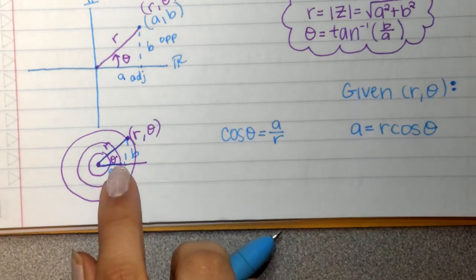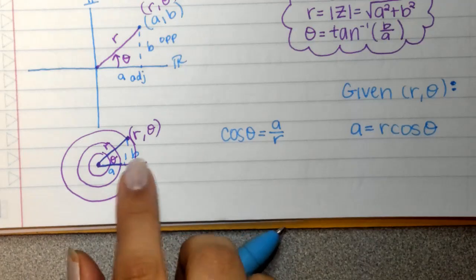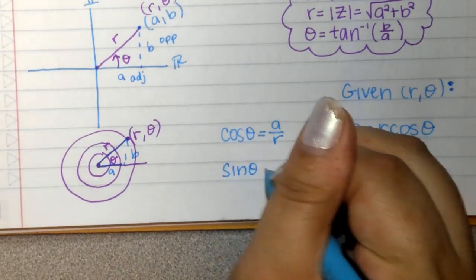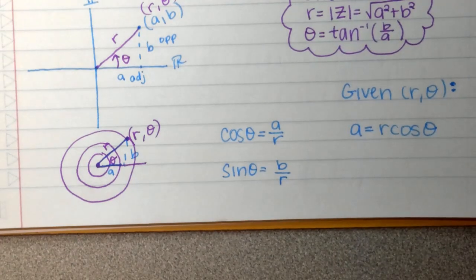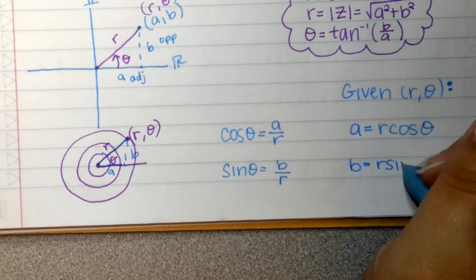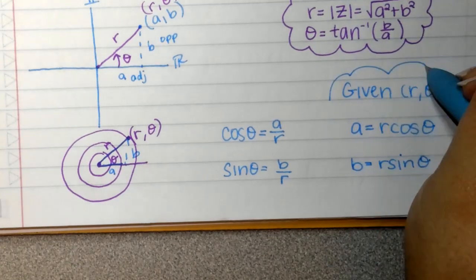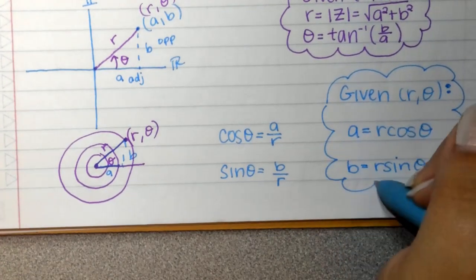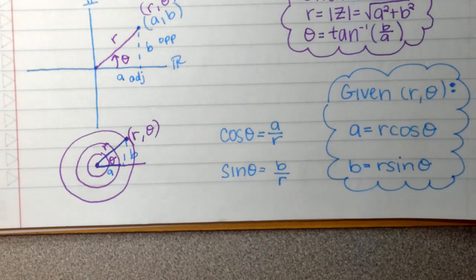How would I find B? The sine of theta is B over R, or opposite over hypotenuse. So how do I get B by itself? These are the formulas you're going to use to convert that way. What questions do I have so far?